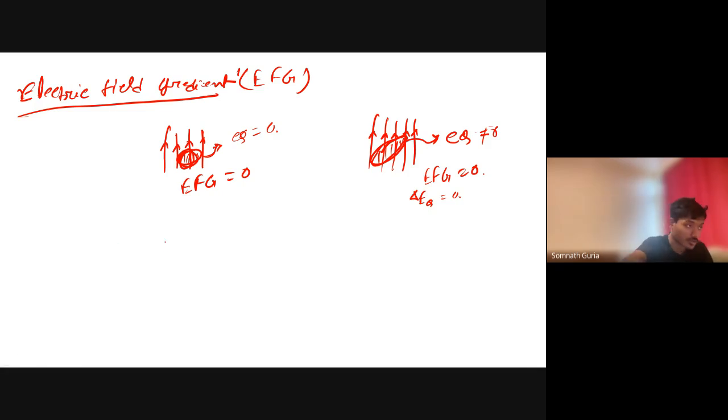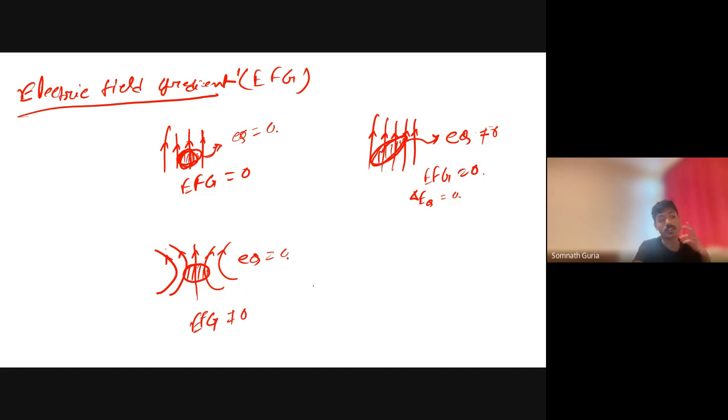Okay. Now, another case: if we place a spherical nucleus, an electrically charged spherical distribution, into a heterogeneous system, a heterogeneous electric field gradient, not the homogeneous case. In that case, it is spherical, so my EQ will be 0 and EFG will be non-zero. But overall we will get 0.